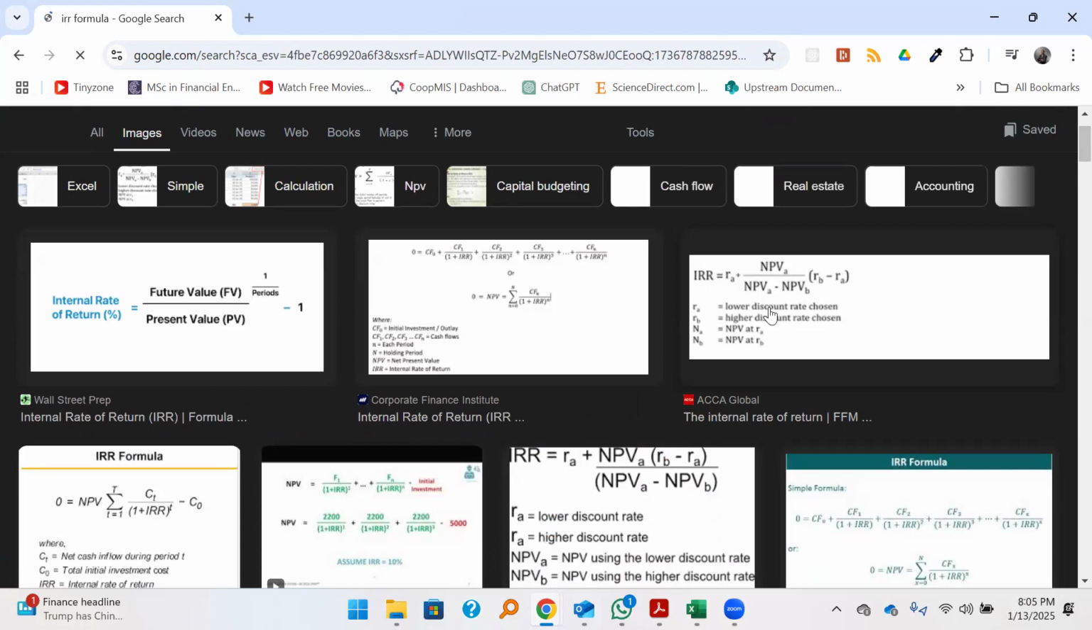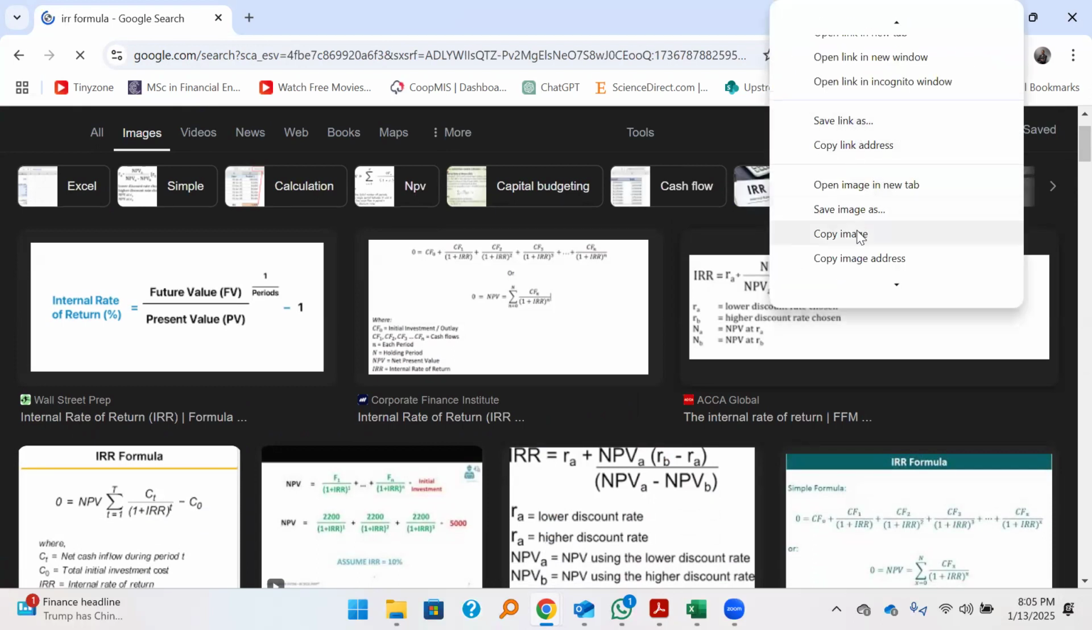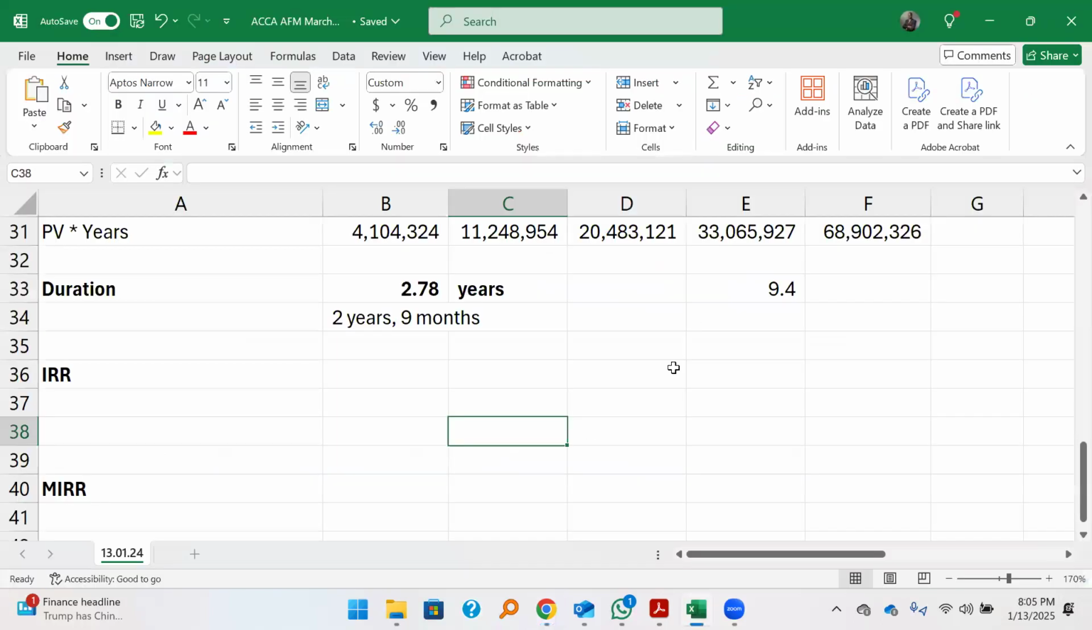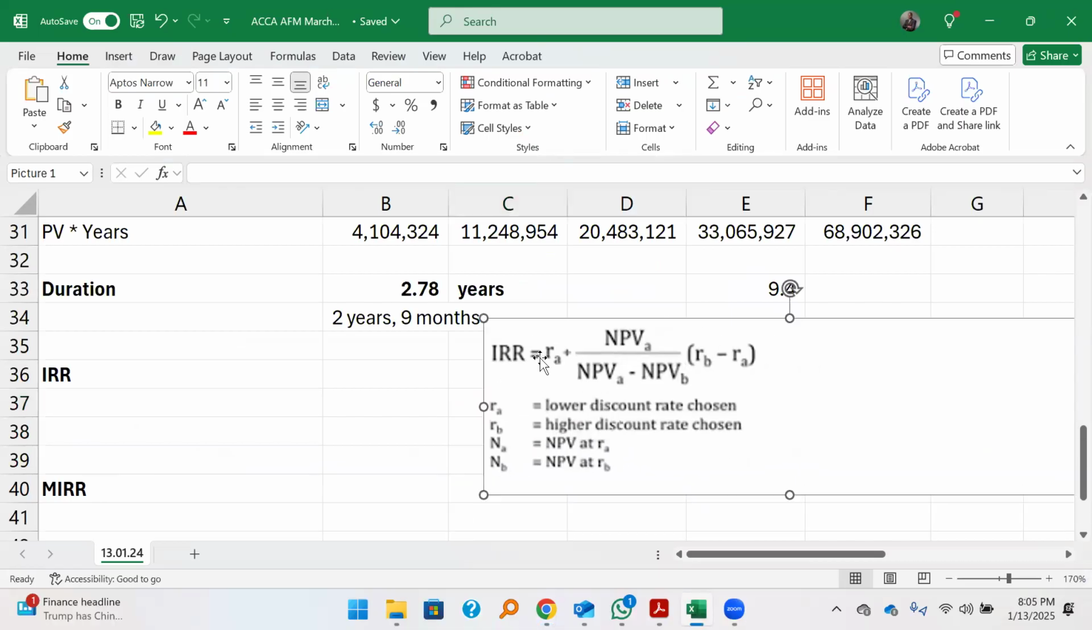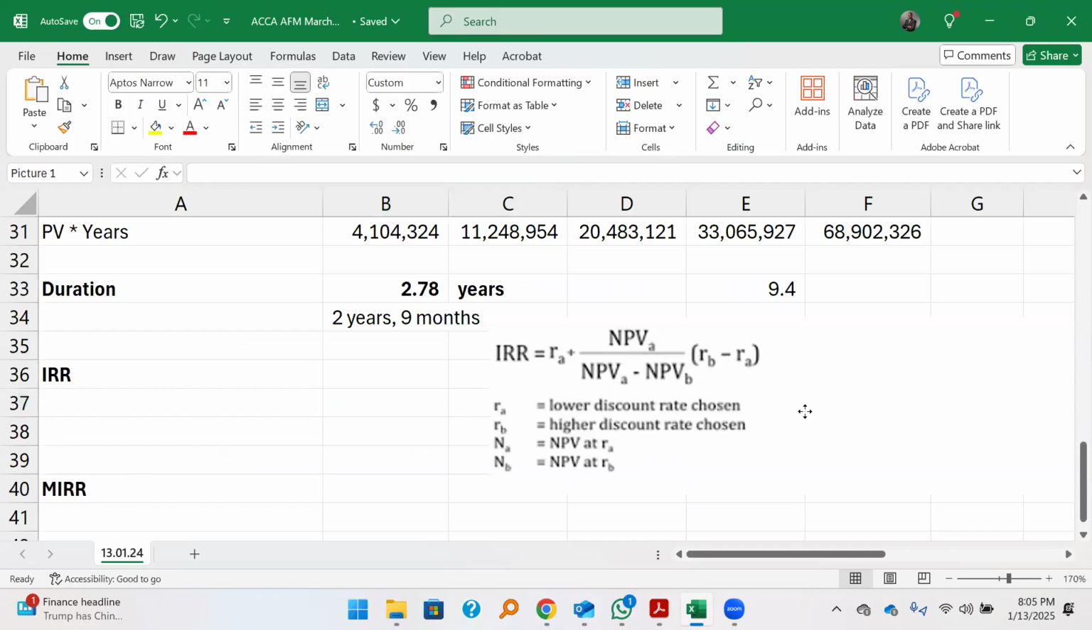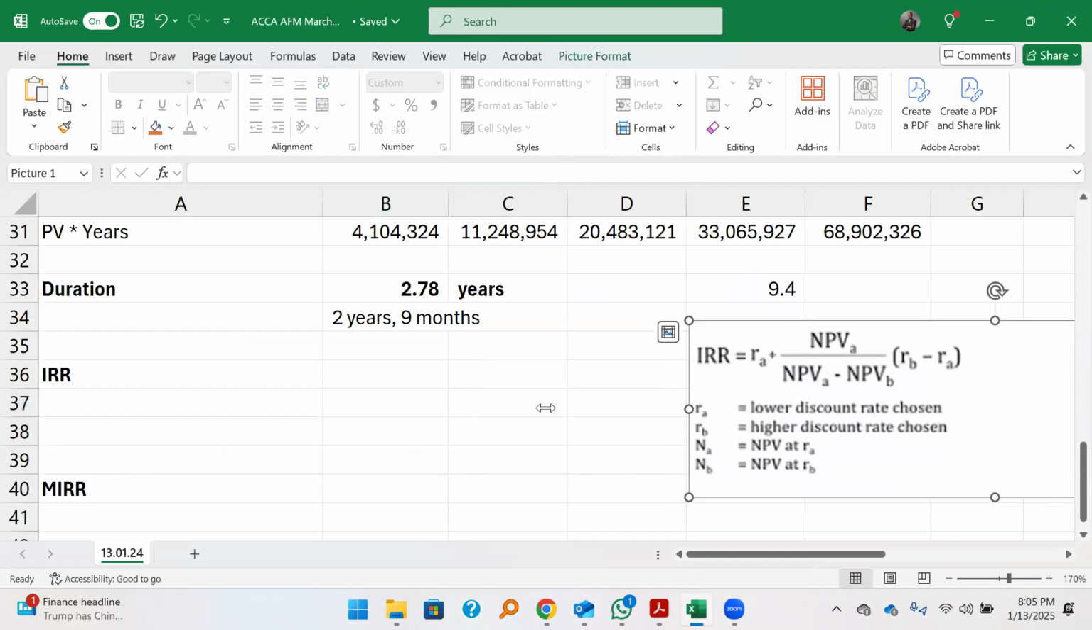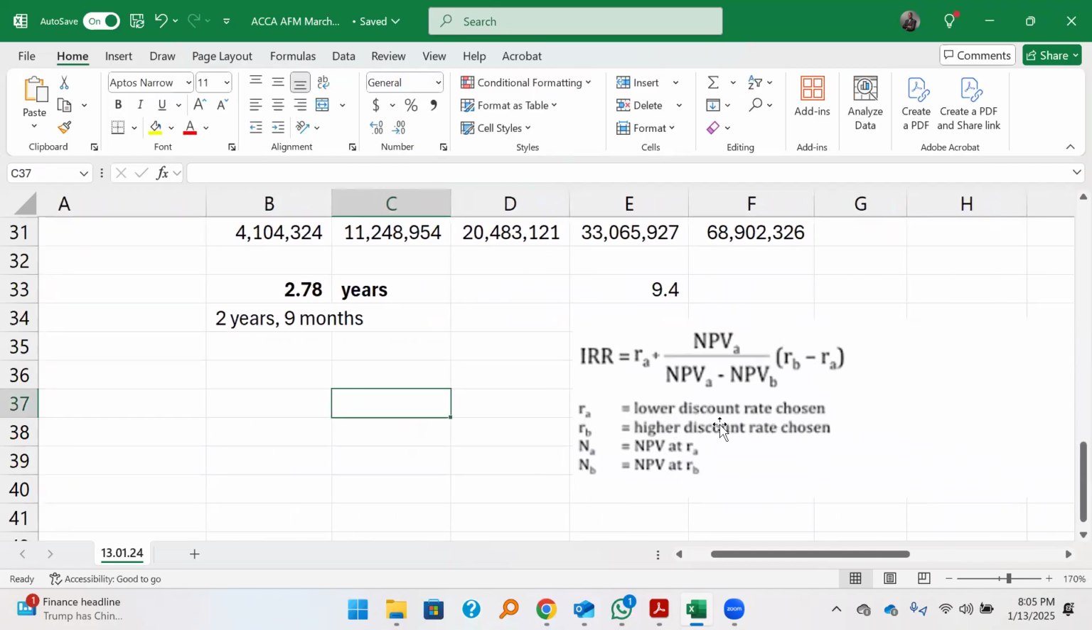So we just copy this, take it to our Excel file. So this is a formula for internal rate of return. And it requires us to have basically two rates, okay? A rate which is lower and a higher rate. Then get NPV at the lower and NPV at the higher rate. Then we just calculate it like this.